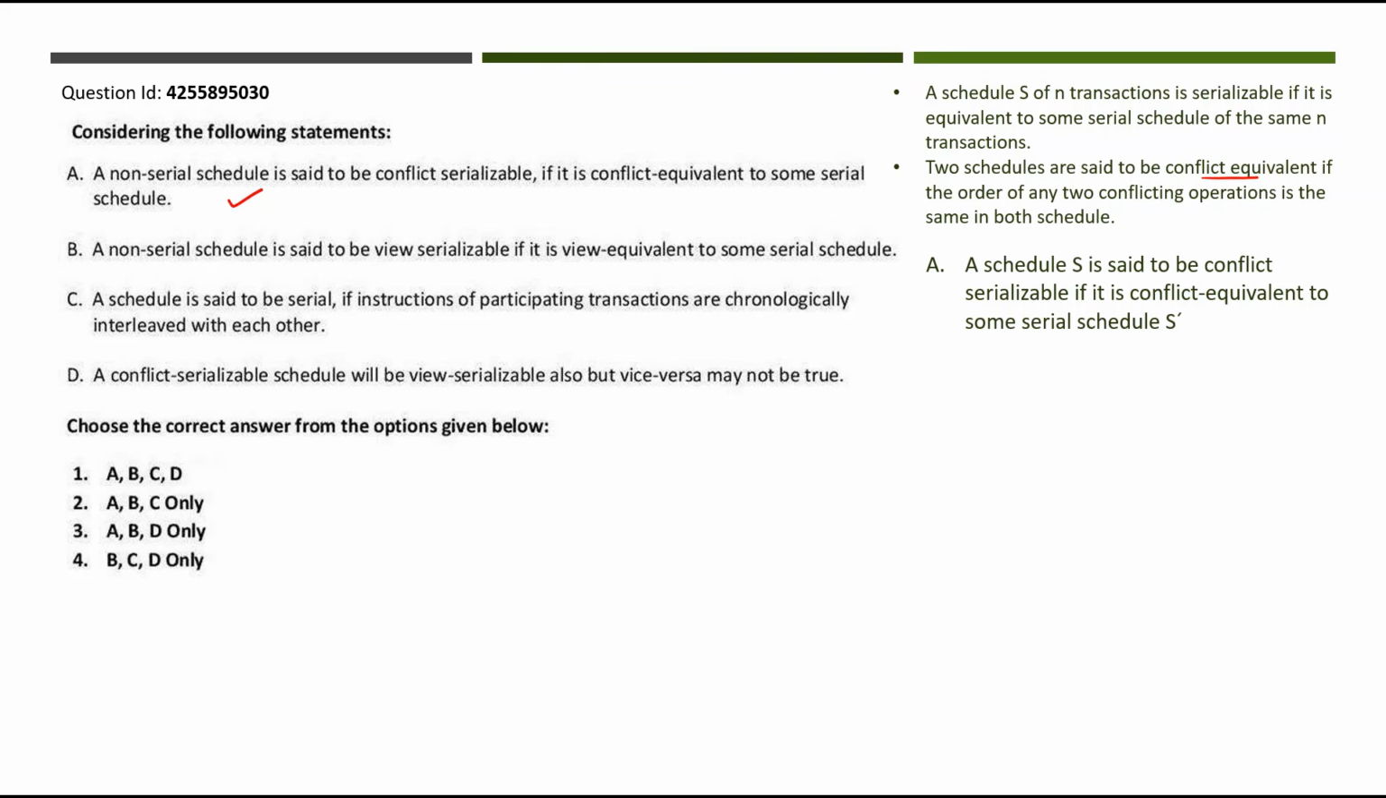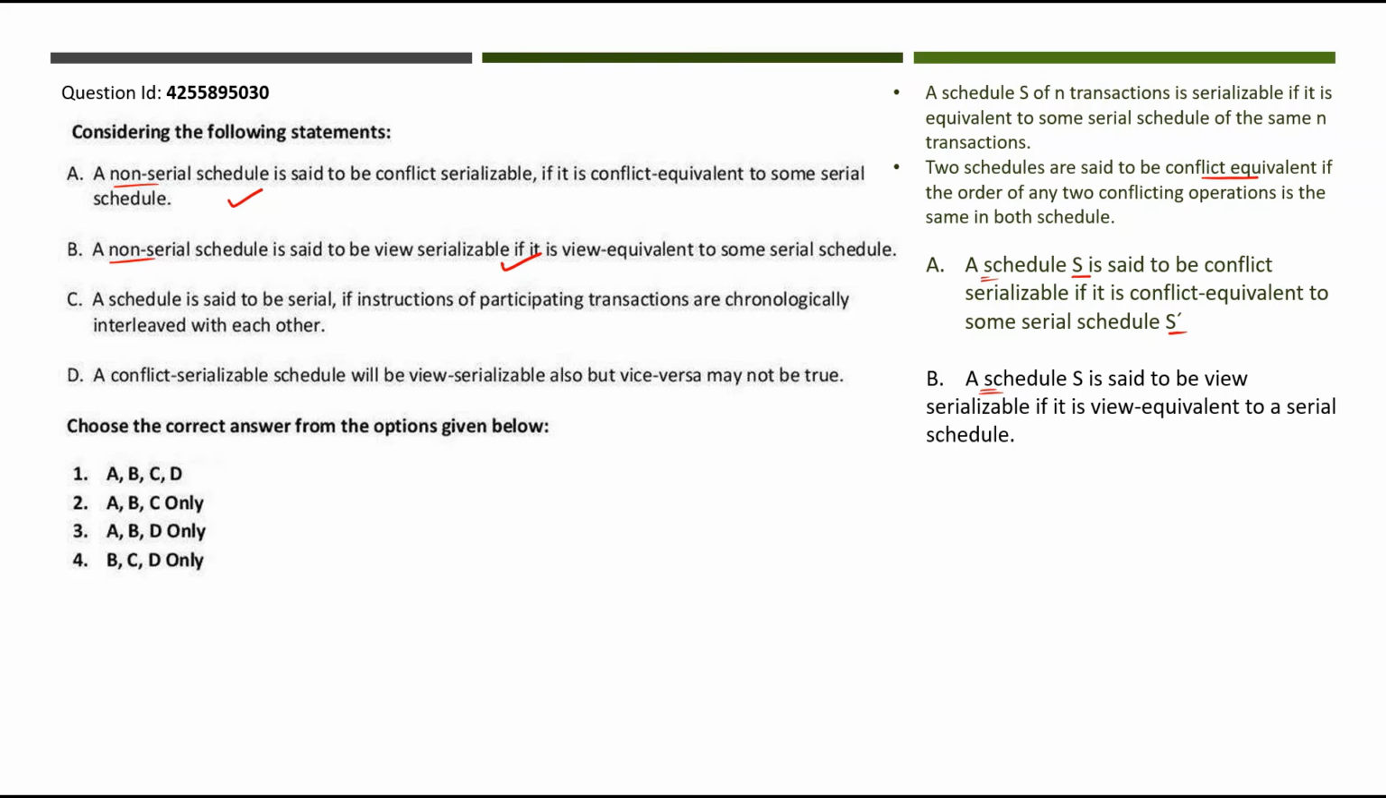But in the book they would have told a schedule S is said to be conflict serializable if it is conflict equivalent to S dash. So I have mentioned along with the notation. Now we will go for B statement. A non-serial schedule is said to be view serializable if it is view equivalent to some serial schedule. This is also true only. This any schedule refers to non-serial schedule or any schedule.